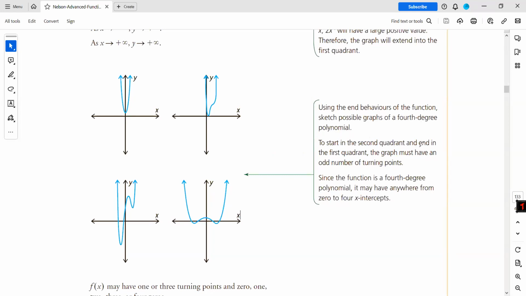To start in the second quadrant and end in the first quadrant, the graph must have an odd number of turning points. Since the function is a 4th degree polynomial, it may have anywhere from 0 to 4 x-intercepts. Remember, even degree function may also not have any zeros.